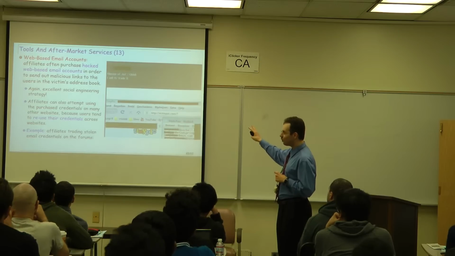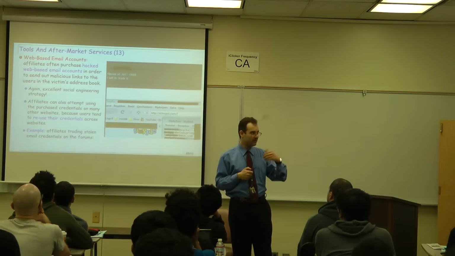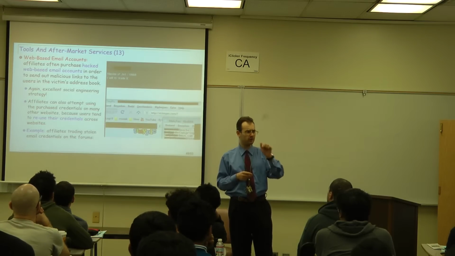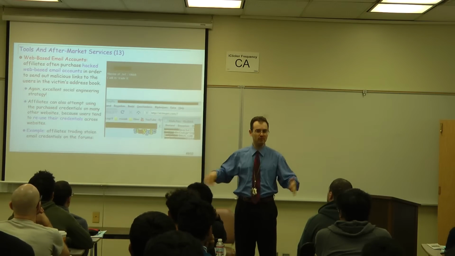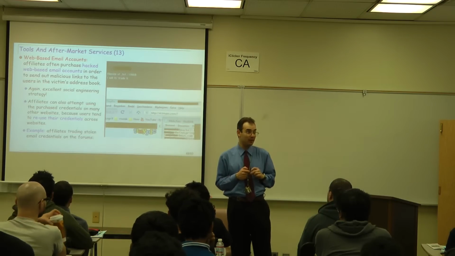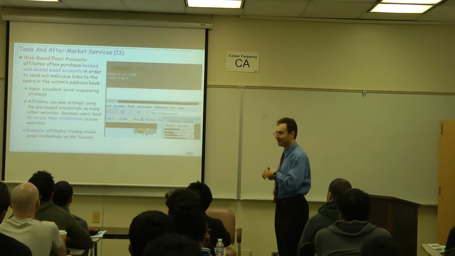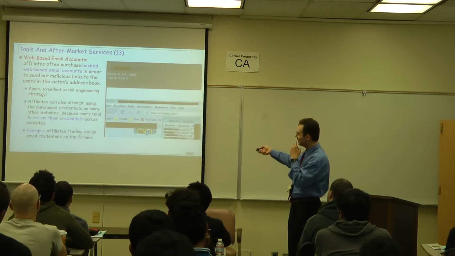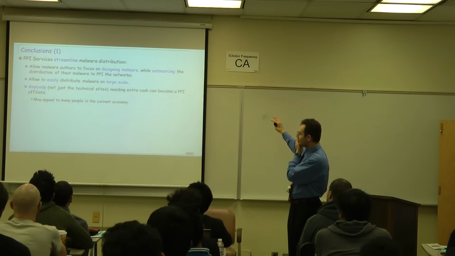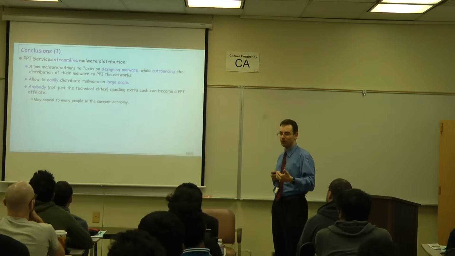Now, the cool thing about affiliates buying stolen credentials: when I buy somebody's stolen email credentials, really, am I just buying credentials to their email? What do people do nowadays? They reuse usernames and passwords, right? So when I buy your email credentials, I could also be buying your banking credentials at the same time. Pretty sweet deal, right? So, to summarize, PPI services streamline the process of distributing malware.